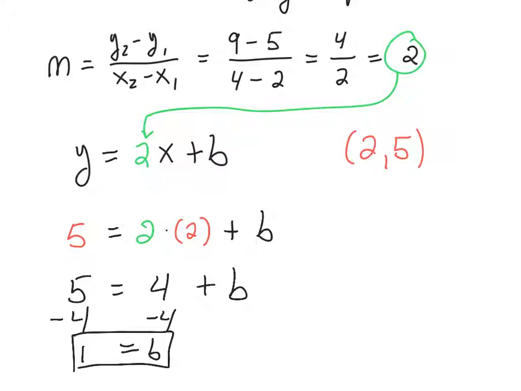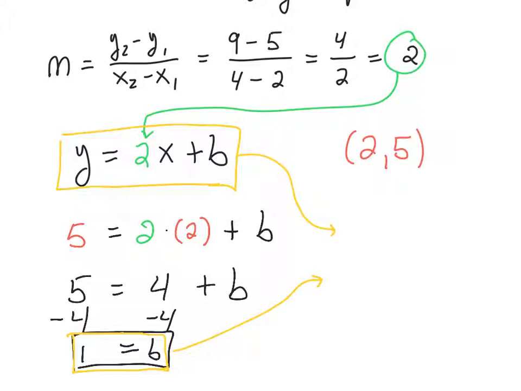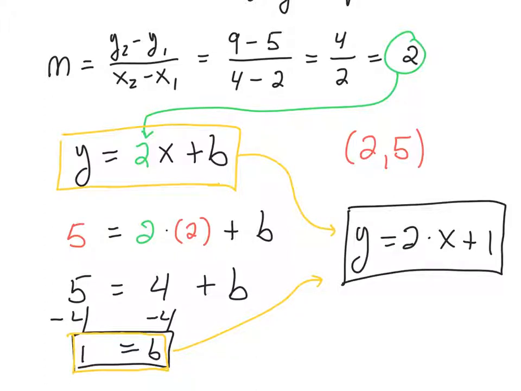And so I can put a few things together here. I have y is equal to 2x plus b, and I have b equal to 1 down here. Let's put both of these two pieces together. And what I get is y is equal to 2 times x plus 1. And so this is the final piece. This is the equation of the line that passes through our 2 points.